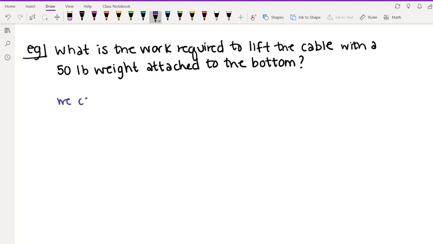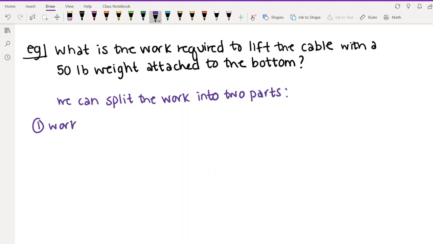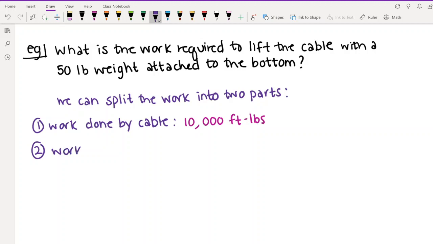So we can split the work into two parts. The first part is the work done by the cable. And so we already figured that out, right? That was the one that we just did. We found that that was 10,000 foot-pounds. And then the second part is the work done by the weight.